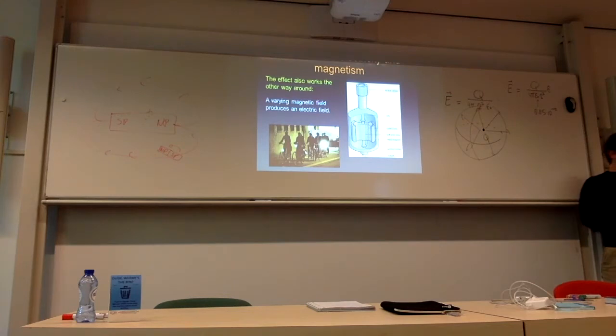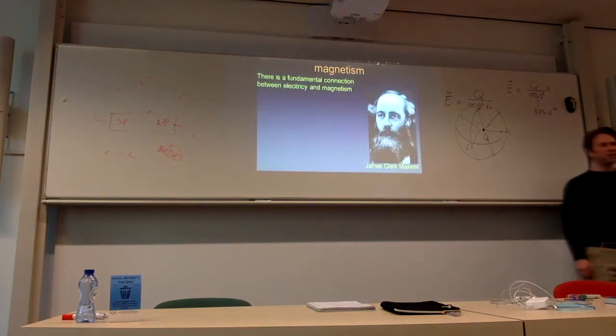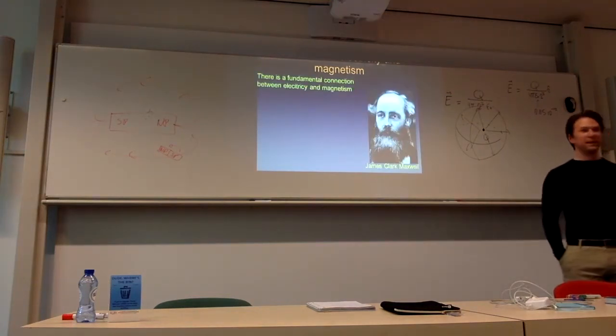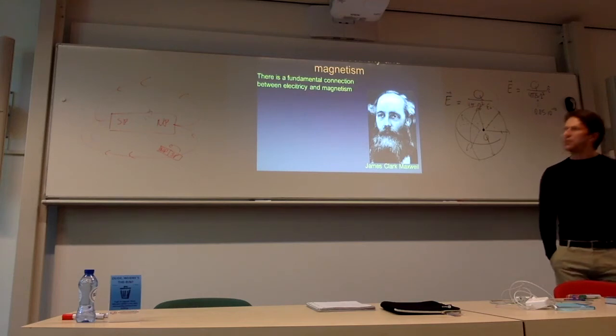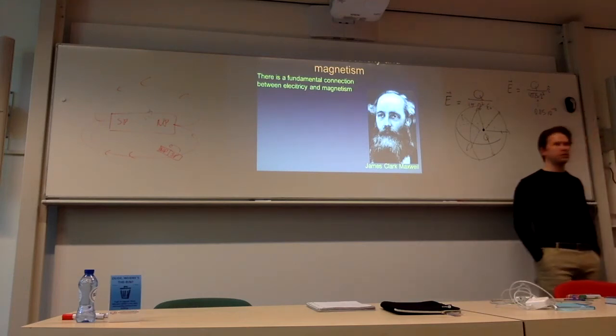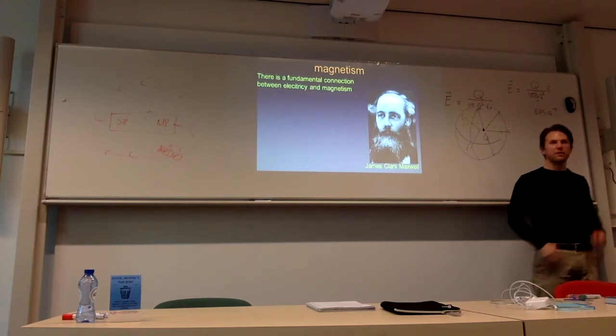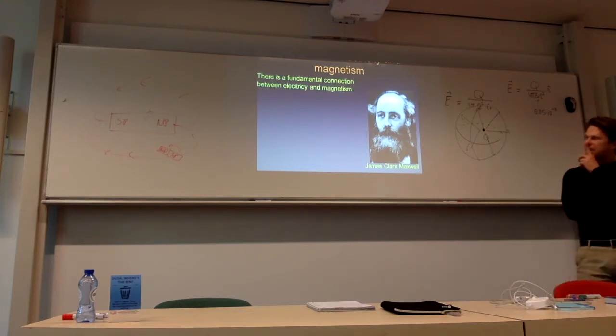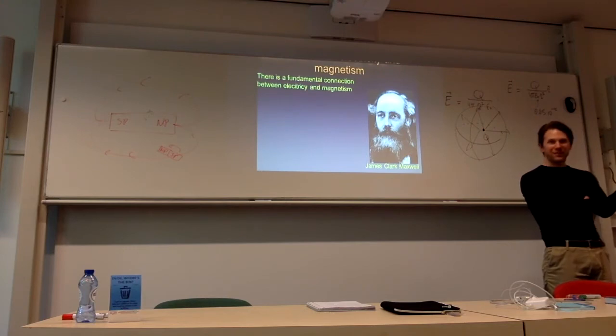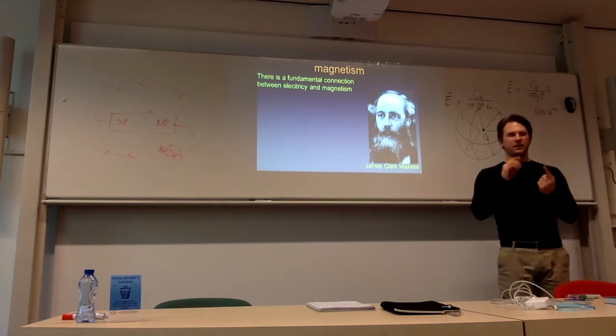So it works in two directions. So there's a fundamental connection between the two, electric fields and magnetic fields. And it was Maxwell who put all these equations together into four equations that are called the Maxwell equations. And you can actually already tell why there should be four. Right? Three laws of Newton, four laws of Maxwell.